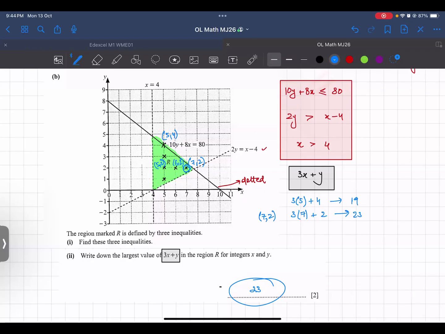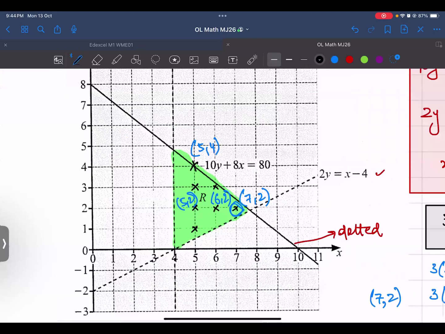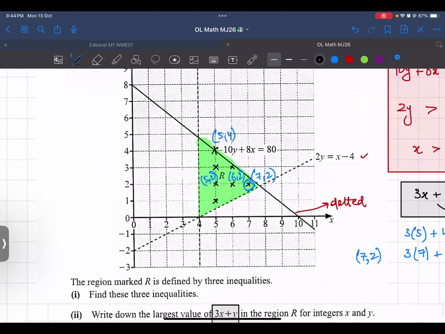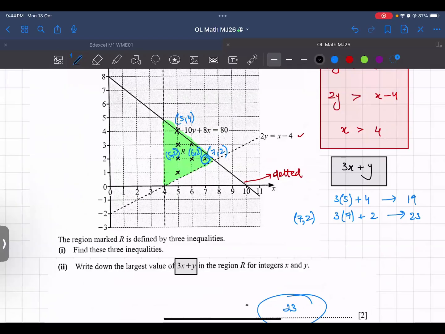Sir, 6, 3 is also a point, right? Yes, 6 comma 3 is this one. You can take this within the region R. It is not giving more than that. It will give 21, 18 plus 3, 21. It is less, it's okay, 21. So the max that you're getting is this 23.